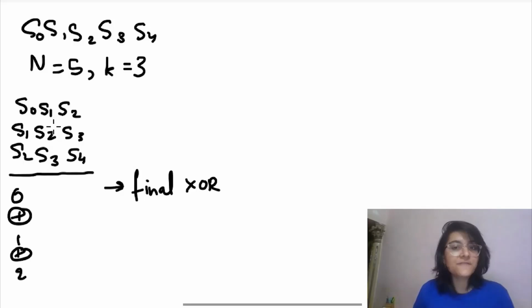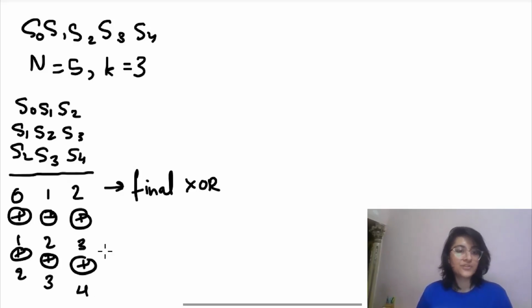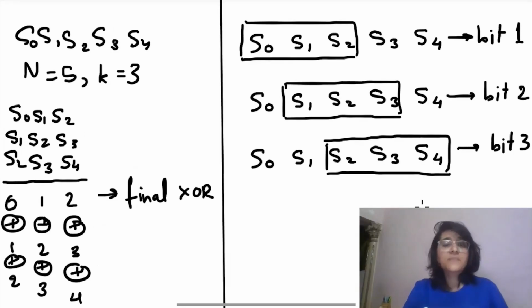The second bit in the final XOR is obtained by the XOR of the character at position 1 with the character at position 2 with the character at position 3 of the string. Similarly, the third bit is obtained by XORing characters at index 2, 3 and 4 of the original string. This bitwise XOR enables us to observe a pattern in the characters that we are going to be using in the final bits of our XOR.